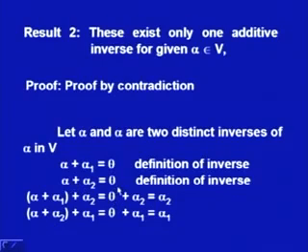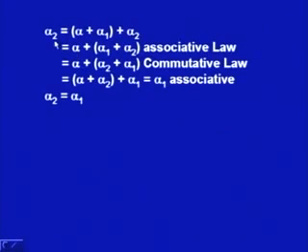Now in this I'll add alpha 1. So (alpha plus alpha 2) plus alpha 1 is equal to theta plus alpha 1. Theta plus alpha 1 is alpha 1. But what is this? Alpha plus alpha 1 is theta, so theta plus alpha 2 is alpha 2. So if I start with this, alpha 2 is equal to (alpha plus alpha 1) plus alpha 2. Since this addition is associative, I can change the brackets like this. But then this addition is commutative, so I can change the order. So it is alpha plus (alpha 2 plus alpha 1).